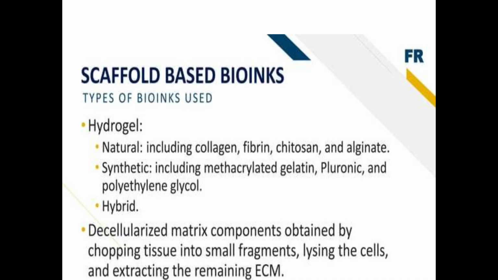The types of bioinks used include natural and synthetic. The natural includes collagen, fibrin, chitosan and alginate, whereas synthetic includes methacrylated gelatin, pluronic acid and polyethylene glycol, and a combination of both. The decellularized matrix consists of components obtained by chopping the tissues into smaller fragments. We lyse the tissue, extract them and retain them in the extracellular medium.